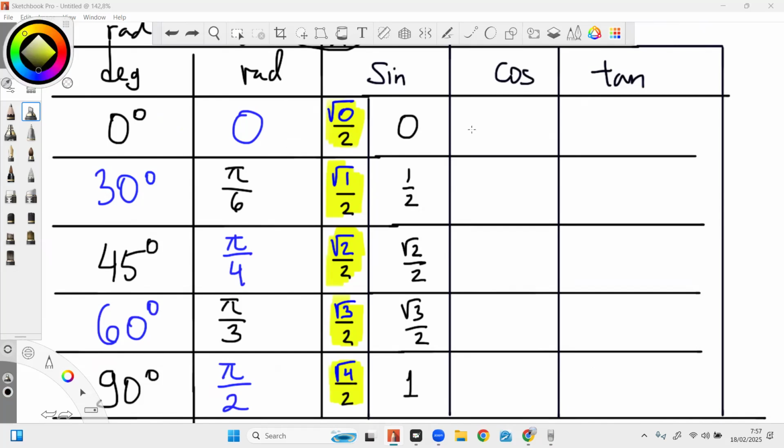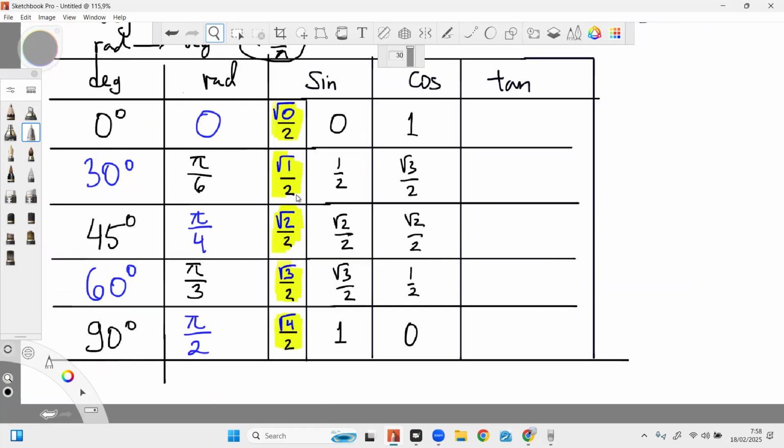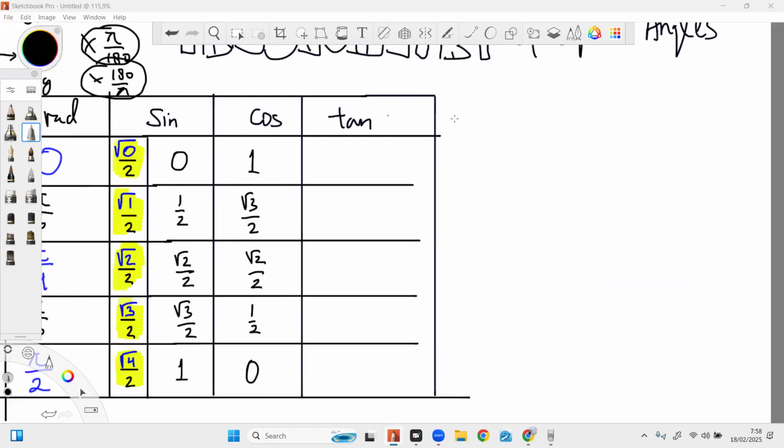How about cos? Cos is the opposite of sine. You start the zero here, right? You just oppose the order. How about tan? Tan is also simply sine over cos. So this value over this value.